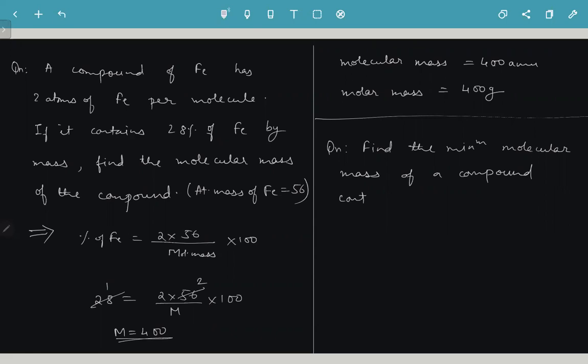Can you hear me? Okay, fine. So is this question understood, the previous question? A compound of iron has 2 atoms of Fe per molecule. Is the solution clear? Okay, sorry.